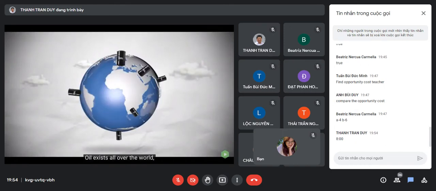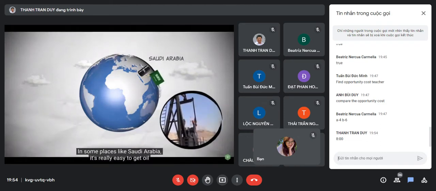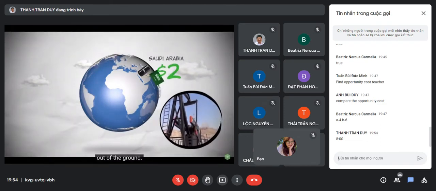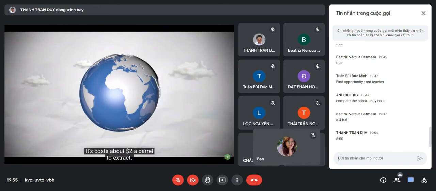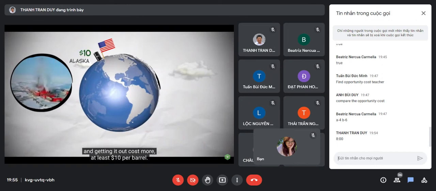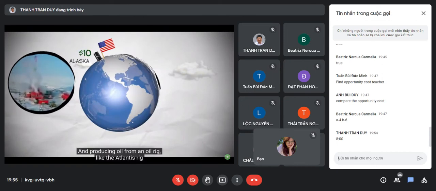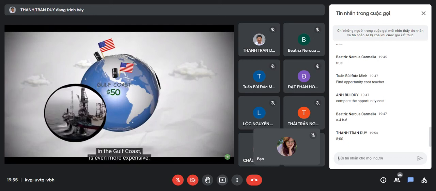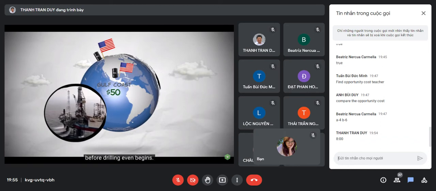Oil exists all over the world, but it's not equally easy to extract. In some places like Saudi Arabia, it's really easy to get oil out of the ground. It costs about $2 a barrel to extract. Oil in the US, like from Alaska, is a lot deeper, and getting it out costs more, at least $10 per barrel. And producing oil from an oil rig like the Atlantis rig in the Gulf Coast is even more expensive. That rig has to descend more than a mile underwater before drilling even begins.